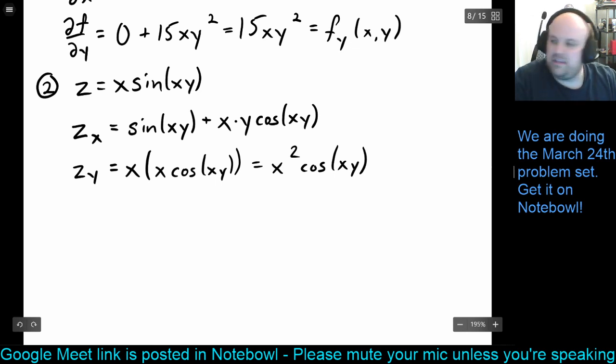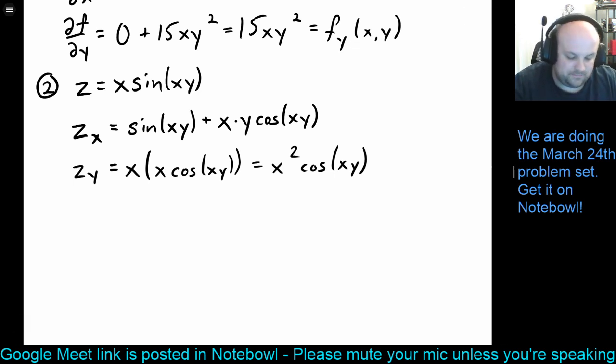Right? And if you want, you could skip this first step here and just immediately write x squared. There's no reason not to, really.